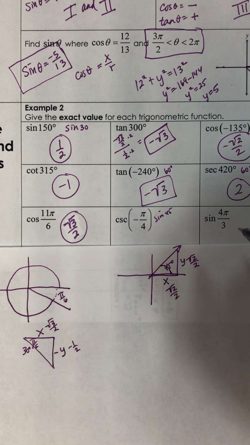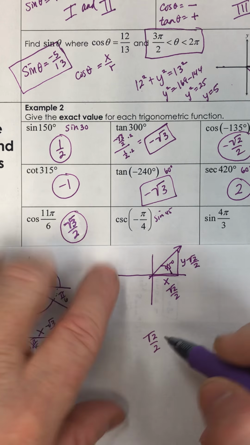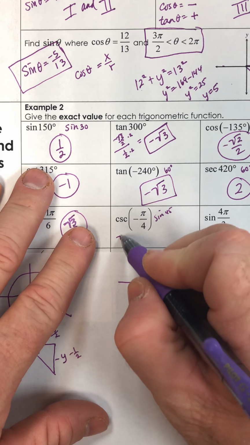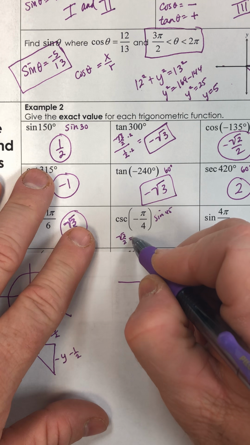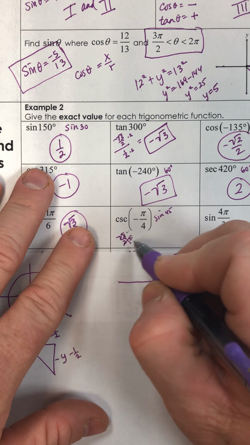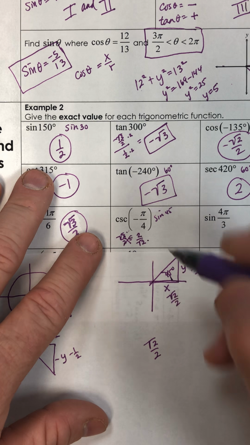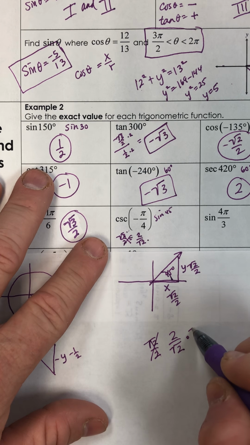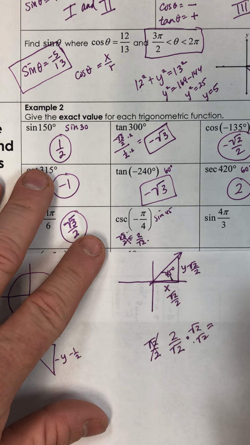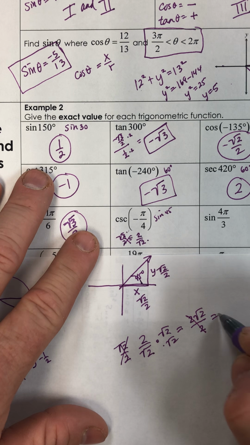Okay, so what is the sine? The sine is the y value. So the y value is square root of 2 over 2. I have to flip it for the cosecant. So I have to flip it, 2 over the square root of 2 for cosecant, which then means I have to simplify it. So I'm going to go 2 over the square root of 2 times the square root of 2 to simplify. I get 2 square roots of 2 over 2, which is then just the square root of 2.